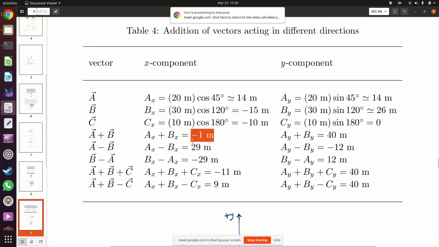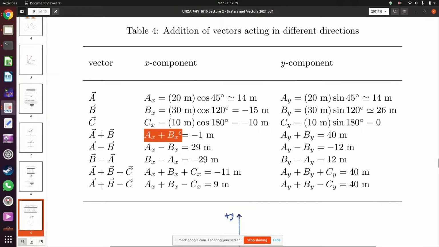So you're seeing the effects of the direction. So 14 meters minus 15 meters, you get yourself minus 1 meter. This means that the x component of a plus b is pointing in the negative x direction because it has got a negative sign and it is 1 meter. Then you work out the y component. This is ay plus by. Ay is this one, 14 meters plus by is 26 meters. So 14 meters plus 26 meters, you get yourself 40 meters.